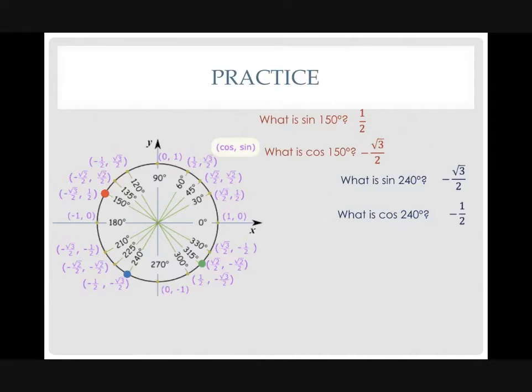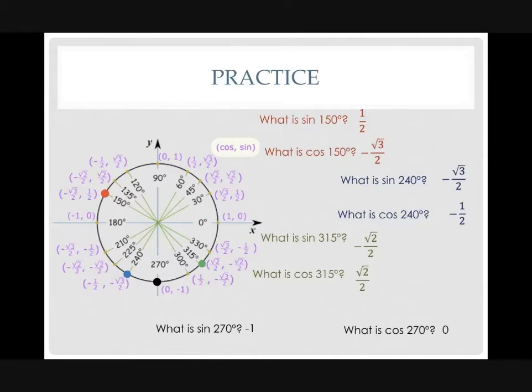Now we have 315. Here, our sine of 315 is negative square root of 2 over 2, and our cosine is root 2 over 2. And at 270, notice here that no right triangle can be drawn. So our sine here, according to the coordinate, is -1, and our cosine will be 0.